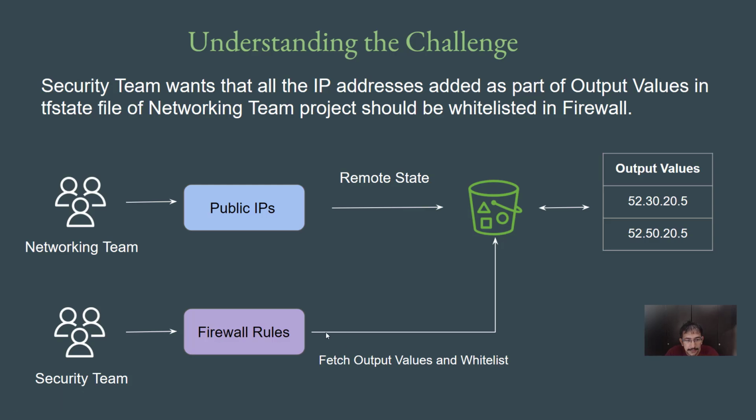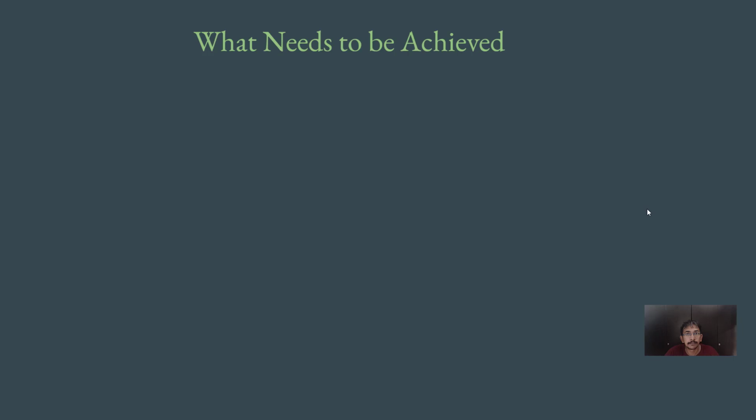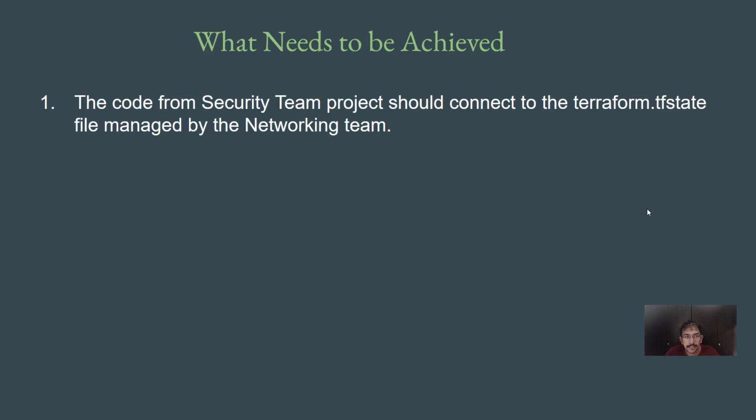This specific approach, where Terraform code managed by a different team needs to connect to the remote backend to fetch the values from the tfstate file, can be achieved using the remote state data source. Now before we look into the actual demo, let's look into what needs to be achieved as part of this setup. The first step is that the code from the security team project should connect to the terraform.tfstate file that is managed by the networking team. This is one important part.